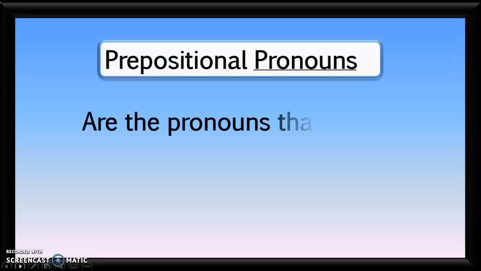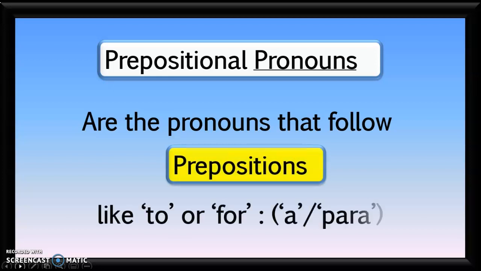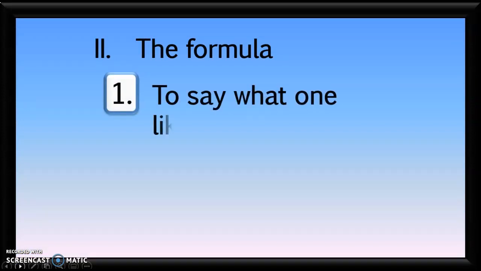Prepositional pronouns are the pronouns that follow prepositions, like to or for. In Spanish, we're going to use a, which means to, and para, which can sometimes be translated for. In this context, we're going to use the a. So let's look a little bit more in detail at the formula.